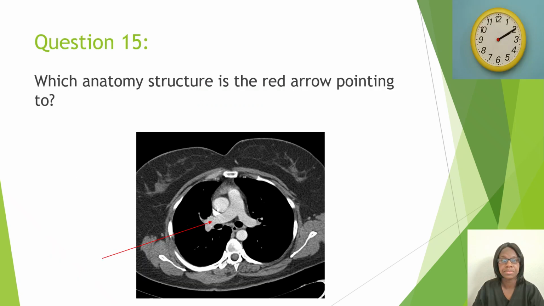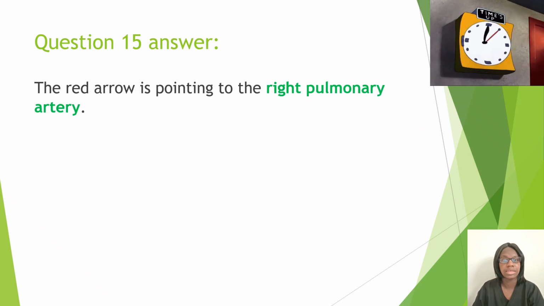Question 15. Which anatomy structure is the red arrow pointing to? Right, the correct answer is the right pulmonary artery.